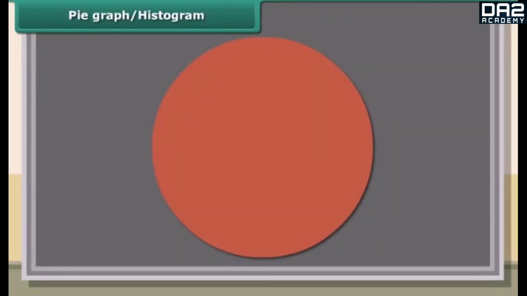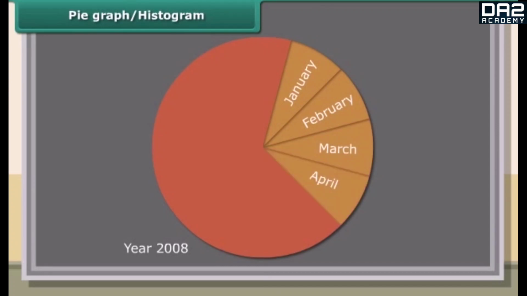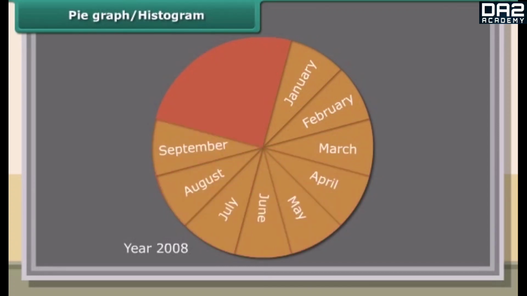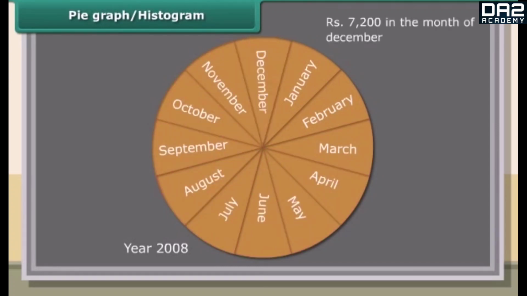Pie graph or a circle graph. Pie graph is used to compare parts of a whole. The circle represents the whole in a pie graph. In the month of December 2008, Ramu spends his monthly salary amounting to Rs 7,200 on different items.